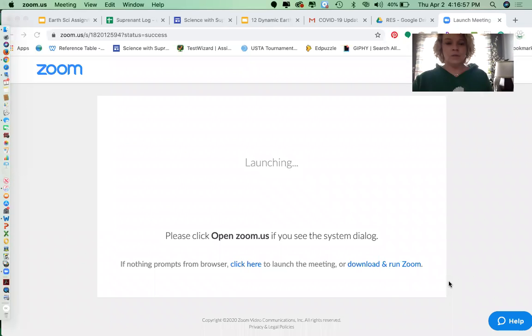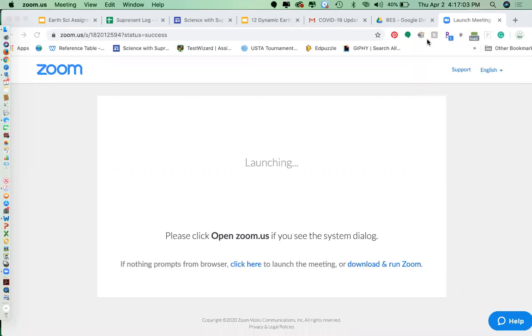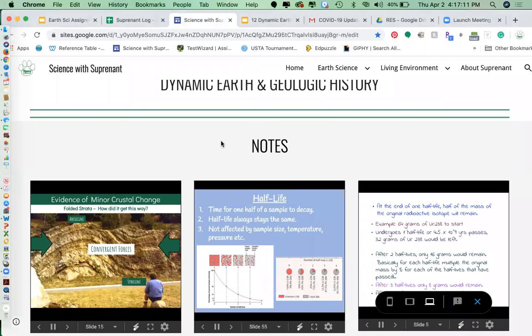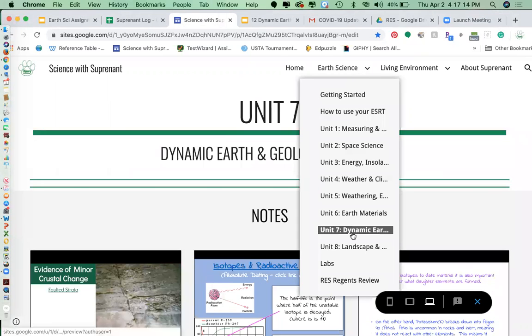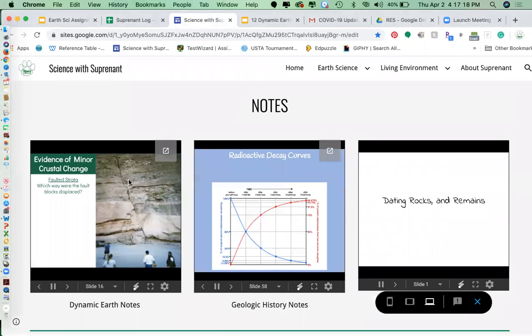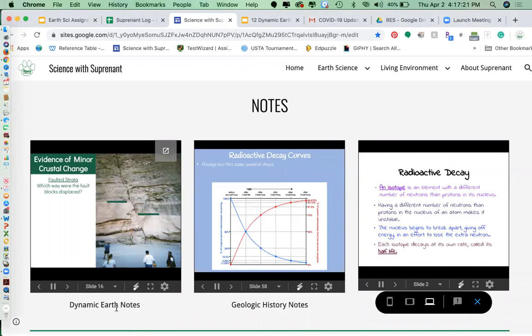Okay, so I'm going to go over the second part of the notes. You can find the notes by looking at our website, which is right here. You would go to Earth Science and then down to Topic 7 or Unit 7, Dynamic Earth. And we are on these first sets of notes right here for Dynamic Earth.